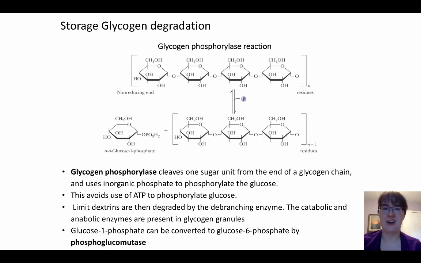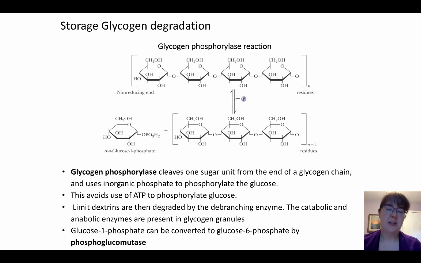Storage glycogen is the kind that we make and we store usually in our muscles and liver. In order to do this breakdown, there's an enzyme called glycogen phosphorylase, and this cleaves a single sugar unit from the end of the glycogen chain. And it uses inorganic phosphate to phosphorylate the glucose. Notice this is drastically different from amylase, which is going to work on dietary forms in a somewhat random way, producing disaccharides or trisaccharides or different things like that. Here, glycogen phosphorylase cleaves a single unit and phosphorylates it at the same time.